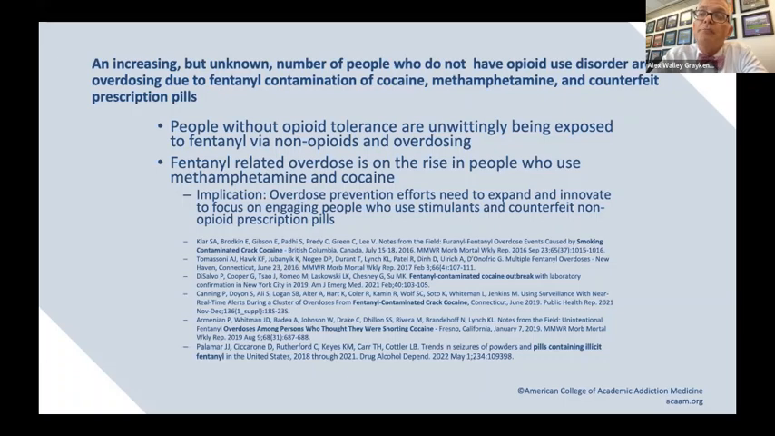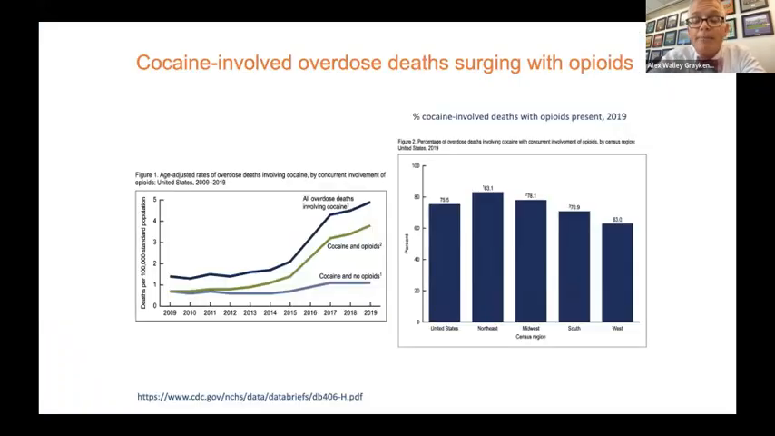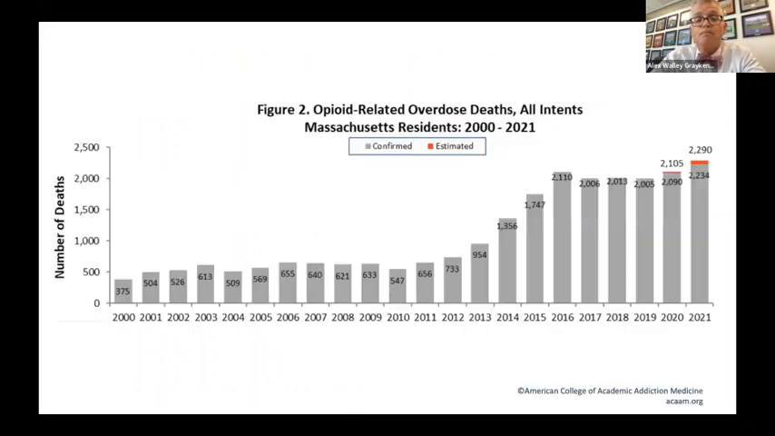And so the implications here for harm reduction are that overdose prevention efforts need to expand beyond just people who use opioids, and we need to innovate to focus on engaging people who use stimulants and counterfeit non-opioid prescription pills. So here's just one example. There's very similar data on methamphetamine that shows these surges of overdose deaths involving cocaine on the left. Most of those are overdoses where there's cocaine and opioids involved. And that we see these in all parts of the country.